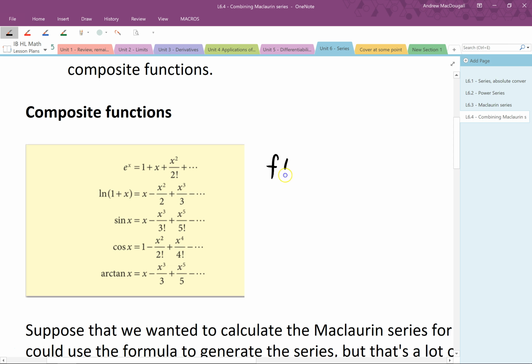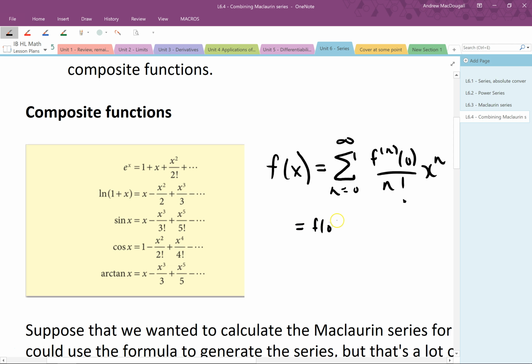We said, if they converge to each other, then a function is equal to its Maclaurin series, which is the sum from n equals 0 of f to the nth derivative evaluated at 0, divided by n factorial, times x to the n. If you like, that's f of 0 plus f prime of 0 over 1 factorial x plus f double prime of 0 over 2 factorial x squared, and so on.